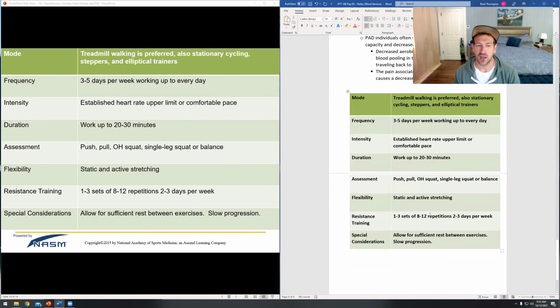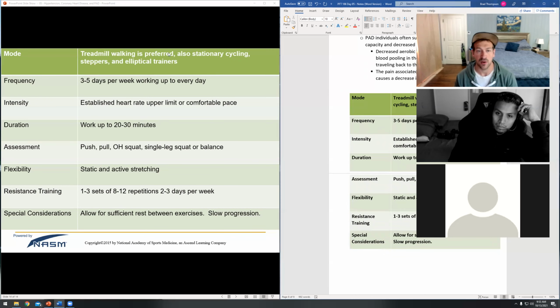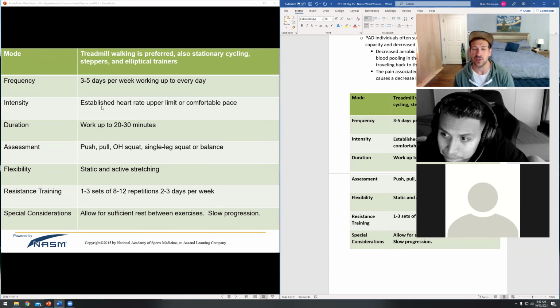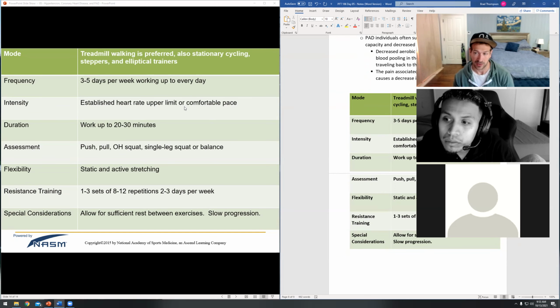Okay. So let's take a look here at the special rules. We've got treadmill walking, very, very preferred, stationary cycling, elliptical trainers, anything that's keeping them upright and allowing them to move their legs and build their endurance. Frequency, we want about 3 to 5 days per week, working up to every day, very similar to hypertension. This is very similar to hypertension in terms of how we treat it, but it's a little more painful than hypertension. So you will notice that for intensity, we are simply going to establish an upper heart rate limit.